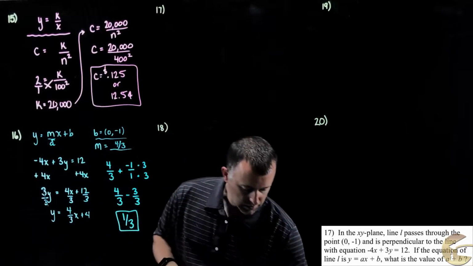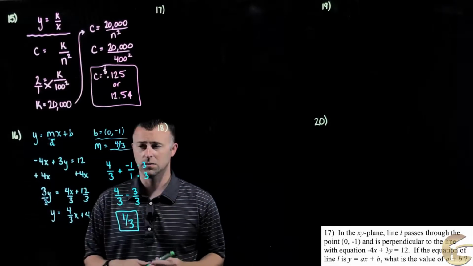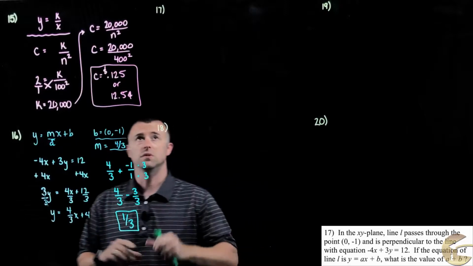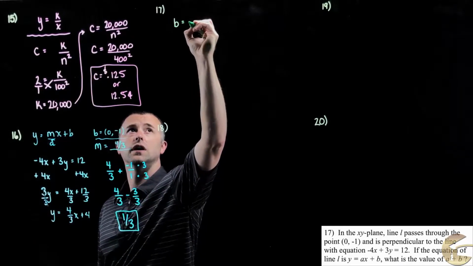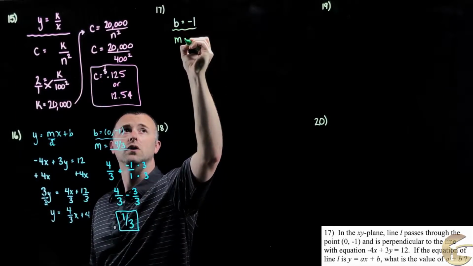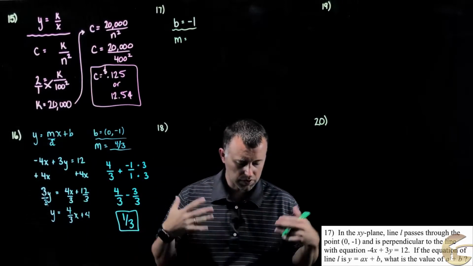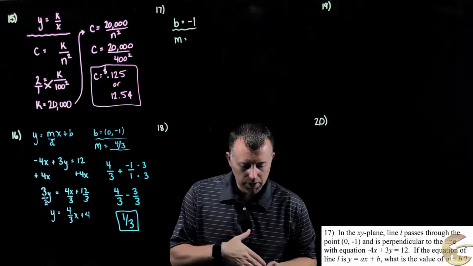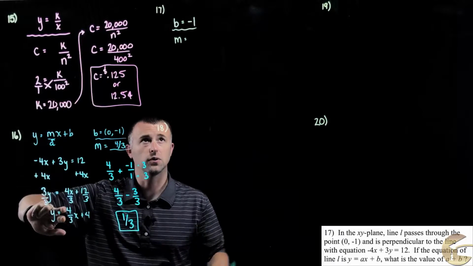Number 17 does the exact same problem. So there's a lot of things I don't want to write down again because I've already found it. The only thing that really changes from 16 to 17 is that we still have a y-intercept of (0, -1), so b is -1. But the slope is different. All they did on this problem is say the line L passes through (0, -1), and that line L is perpendicular to the line with this equation. Well, we know the slope of this line is 4/3.